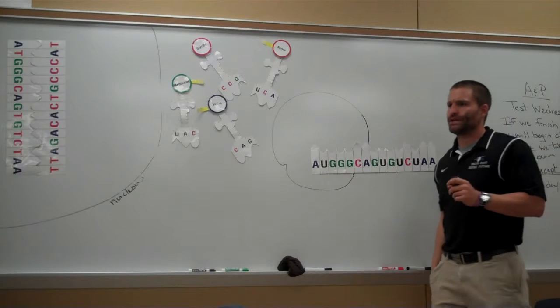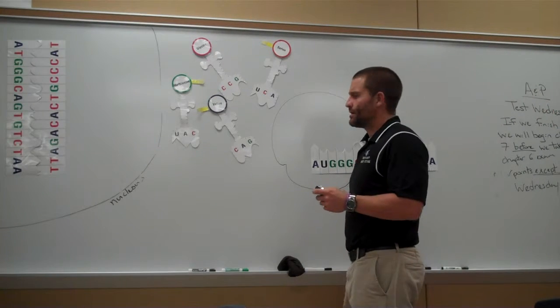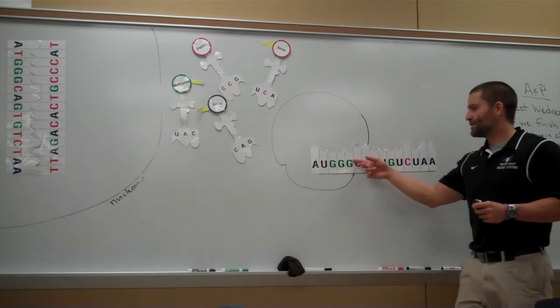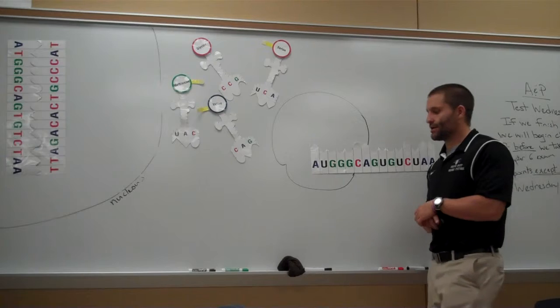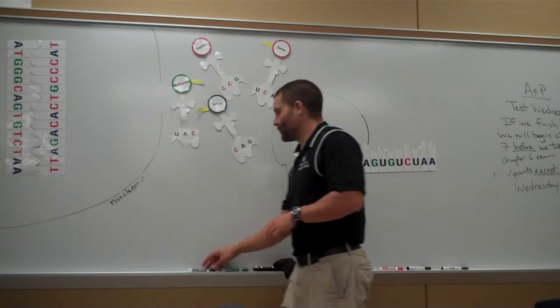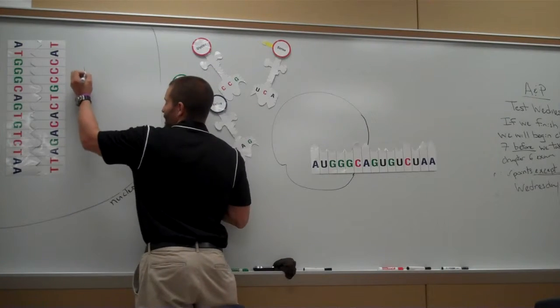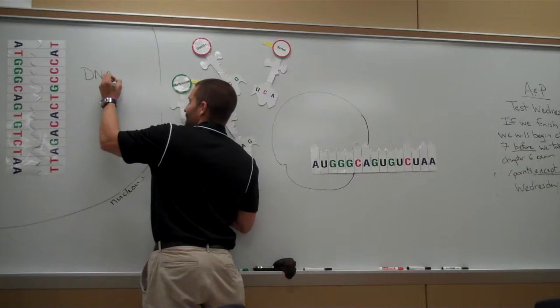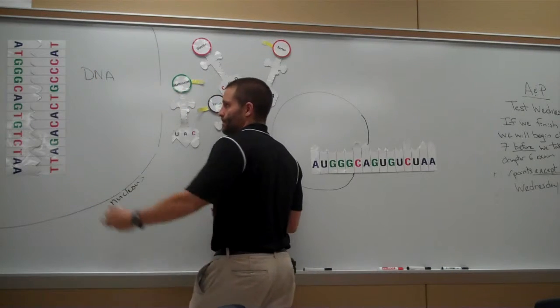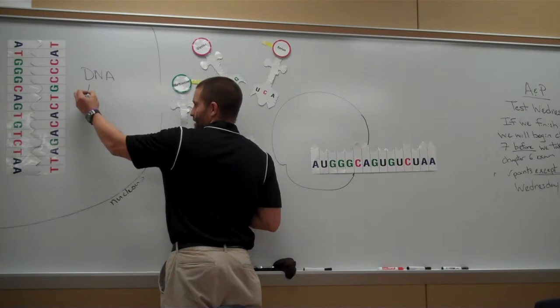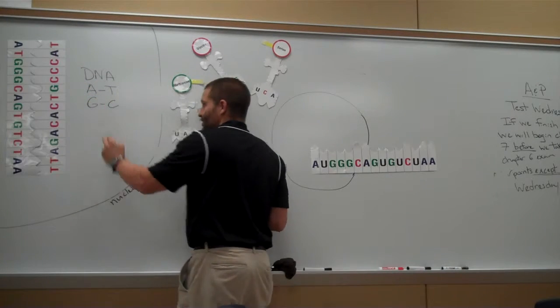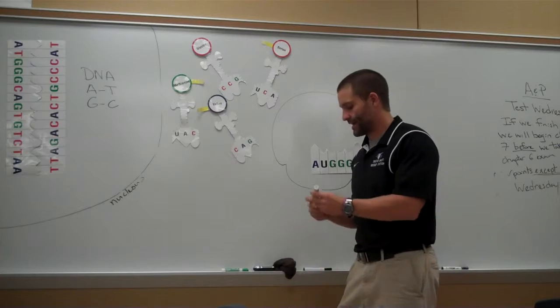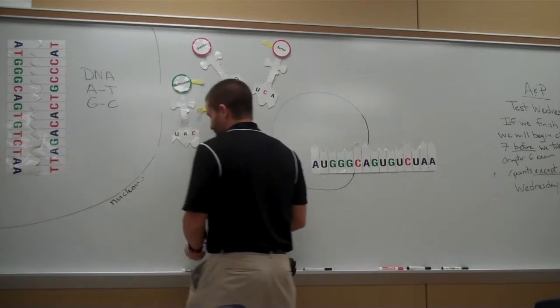So basically, the messenger RNA is going to be the codon. The transfer RNA is going to be the anticodon. Now, let's review. DNA. We all know this, correct? How do these pair up? A to T, G to C. Straight line, curved line, correct? That's DNA.